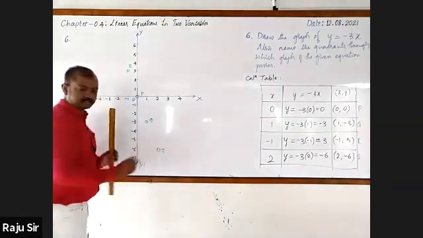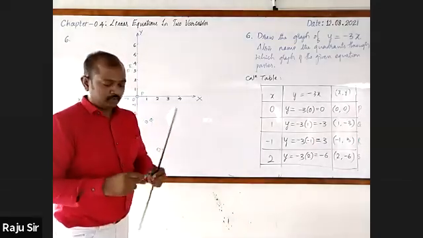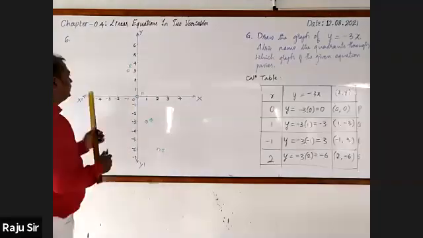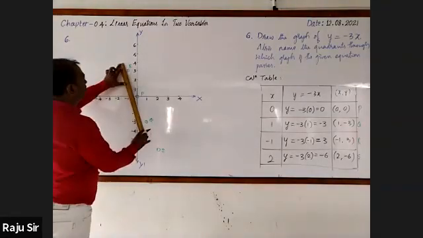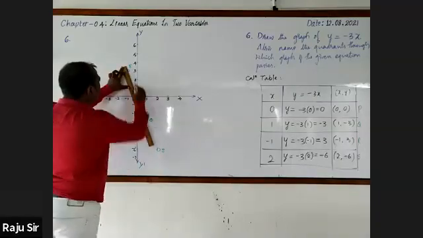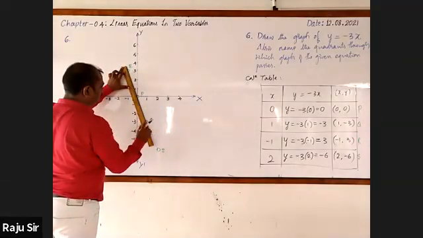Now you may go for joining these points P, Q, R, S. It is a straight line, sir. Very good. Obviously, you get a straight line.